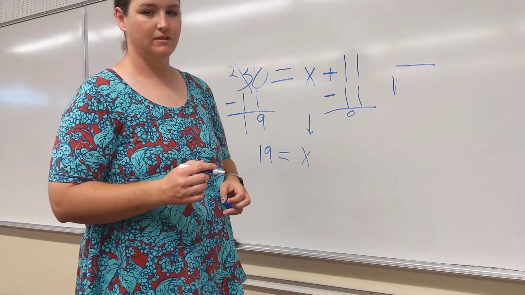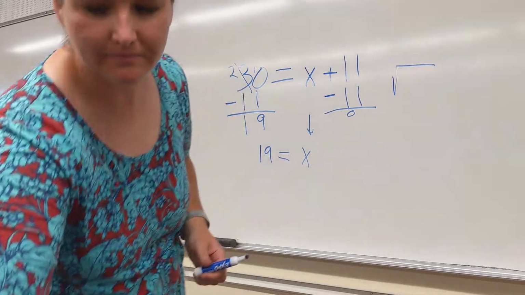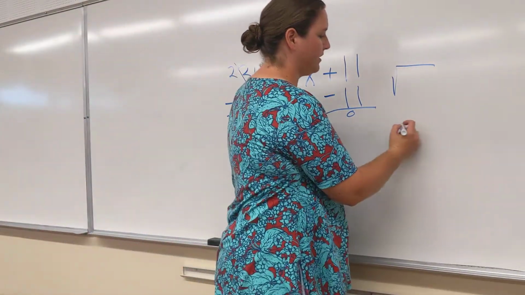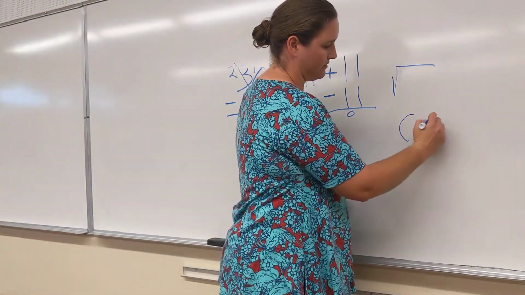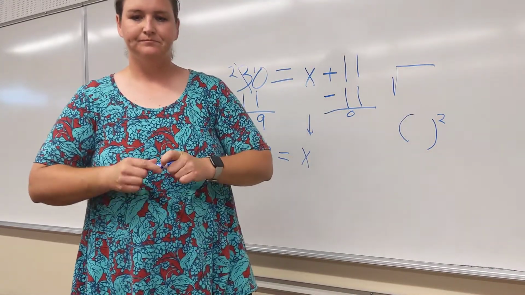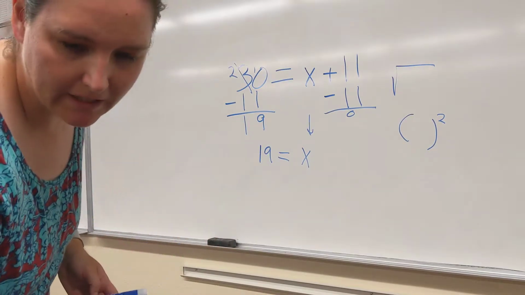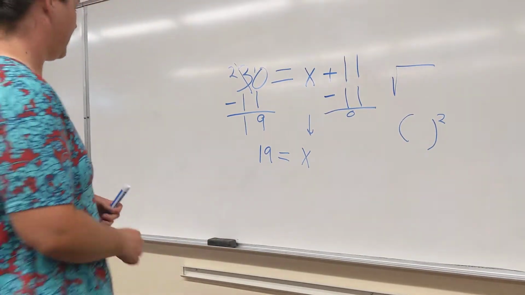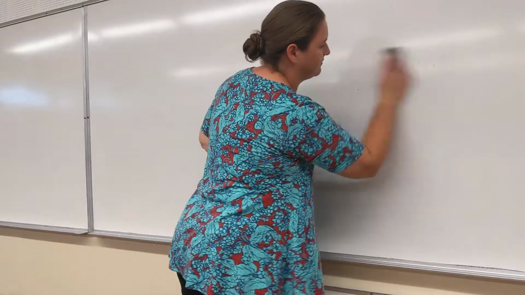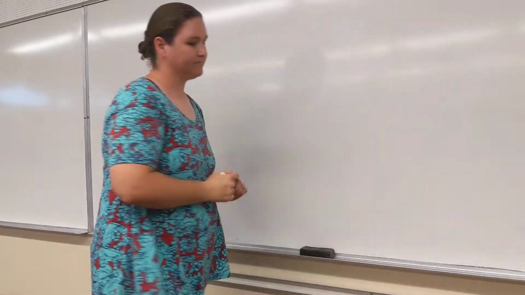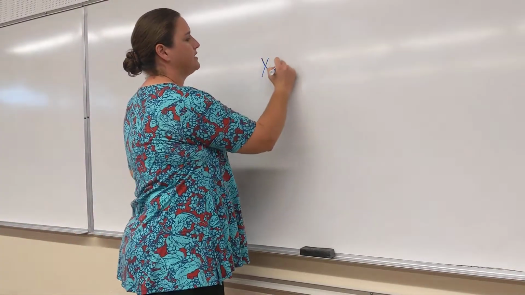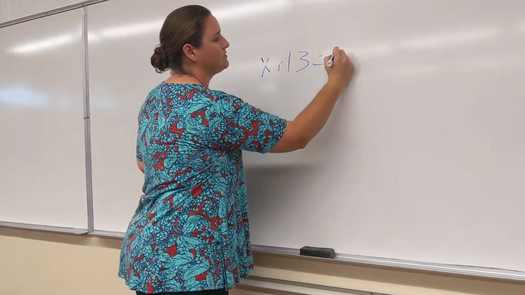Square root. Do you remember? Yeah, it's the squaring. That's when you have your square up here on the top. All right, hopefully you guys are getting all of that. Now we're going to try a different equation. So let's do x plus 13 equals 27.